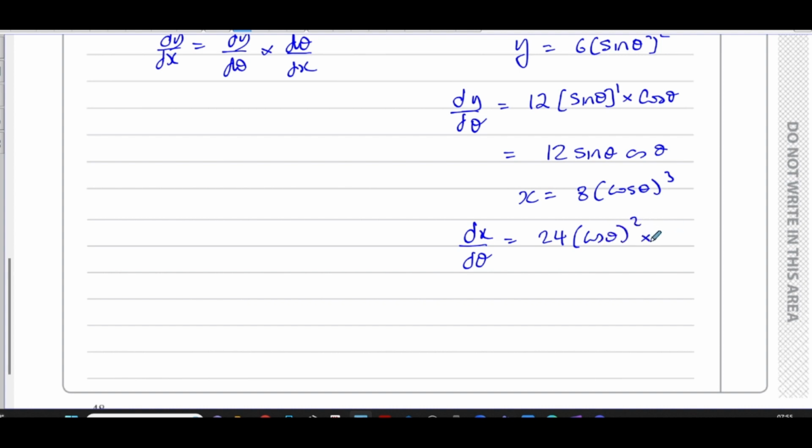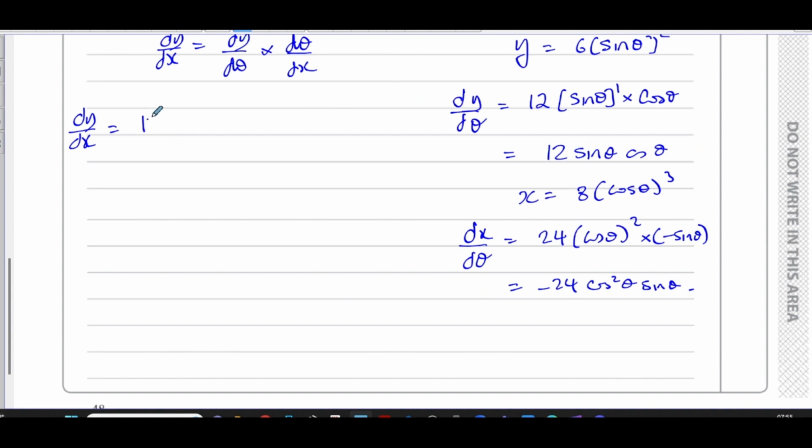And then we multiply by the differential of what's inside the function, which is going to be minus sine theta this time. If you differentiate cosine theta, you get minus sine theta. So this will give us minus 24 cosine squared theta times sine theta. That's dx d theta.